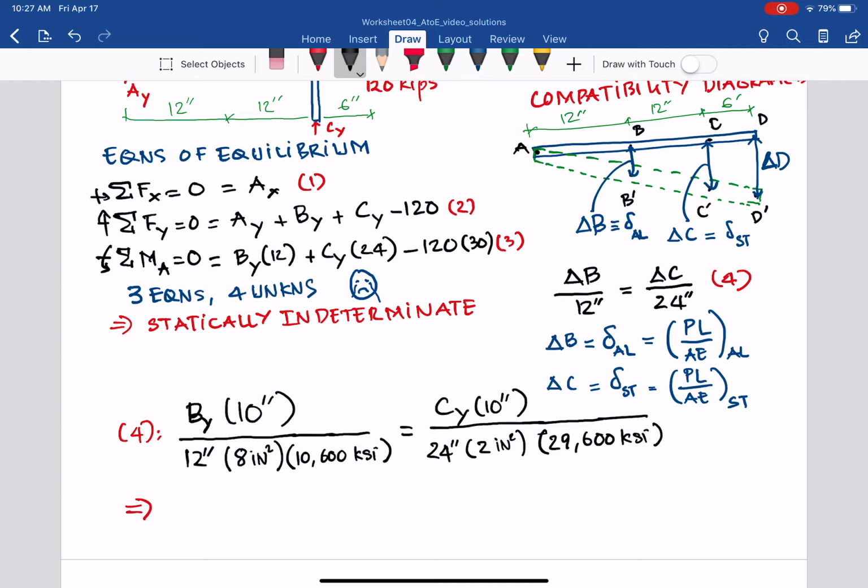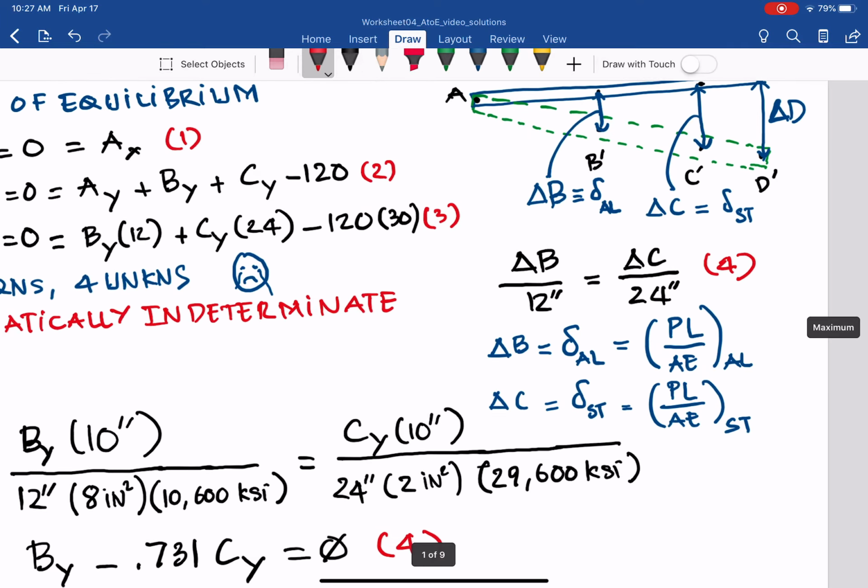Equation 4 is very simple. By minus 0.731. Your job is to simplify this. 10 inches, for example, cancels, and so on. CY, check that one, and you have to practice this. Equal to 0. And that's how equation 4 now becomes this.